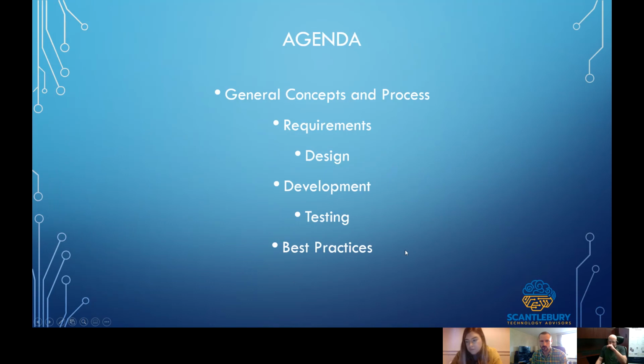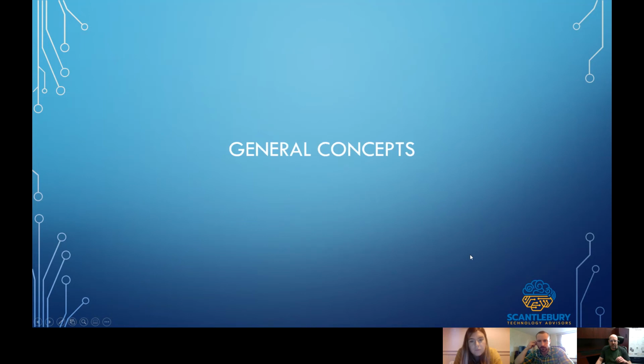So this is what we're going to go over. I have 5 or 6 different sections here. It's general concepts and development process. Then we're going to go through the actual steps of the process: requirements, design, development, testing, and then summarize with some best practices, some of which is repetition from the other sections.